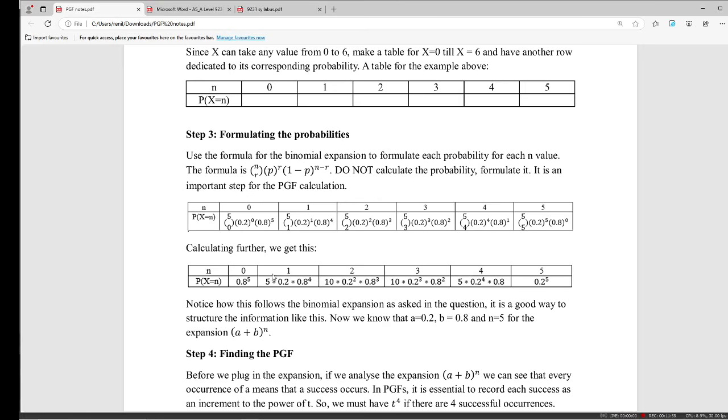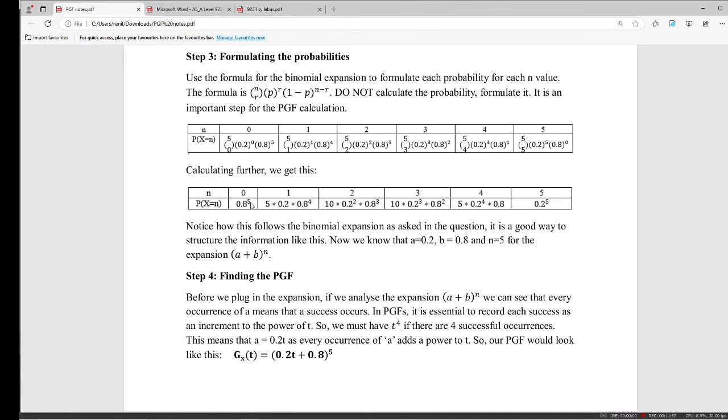This follows the binomial expansion as asked in the question, and it is a good way to structure the information like this as shown. So we know that a equals 0.8 or 0.2. It really wouldn't matter because it's addition. b equals 0.8, once again interchangeable, and n equals 5, which is the total number of occurrences possible. And we have the expansion over here, which does lead into the binomial expansion. But before we plug in, if we just plug in these values, you're going to get 1 to the power 5, which is 1, which makes no sense really, because we need to have t somewhere.